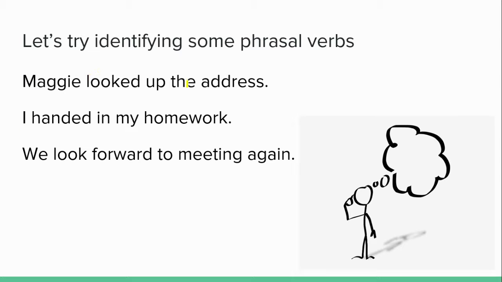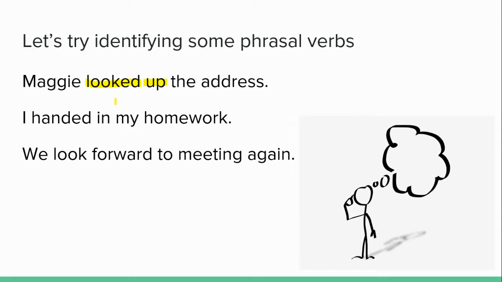Maggie looked up the address. We have the subject of Maggie. What did Maggie do? She looked. This is the verb part of our phrasal verb. In most cases, though not all, the preposition or adverb that goes with the verb as a part of the phrasal verb will be directly following it. In this example, it is directly following it. Maggie looked up the address.